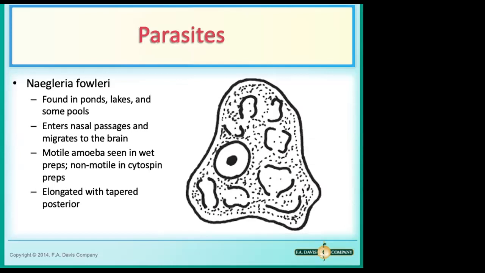We can also do some testing for parasites, and the amoeba Naegleria fowleri is an opportunistic parasite. This one is found in ponds and lakes and pools. It enters the nasal passages and migrates into the brain. It is a motile amoeba. You can see that in wet preparations, and it has an elongated tapered posterior area, and that is one that can be found in the CSF.